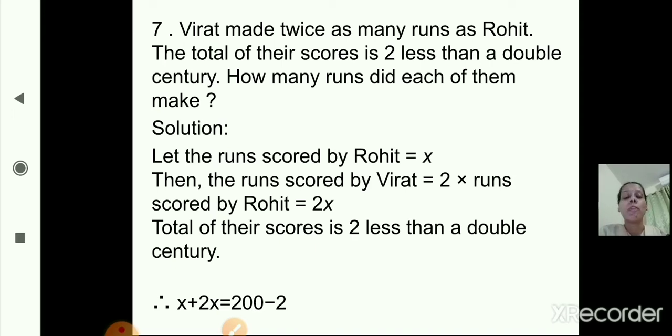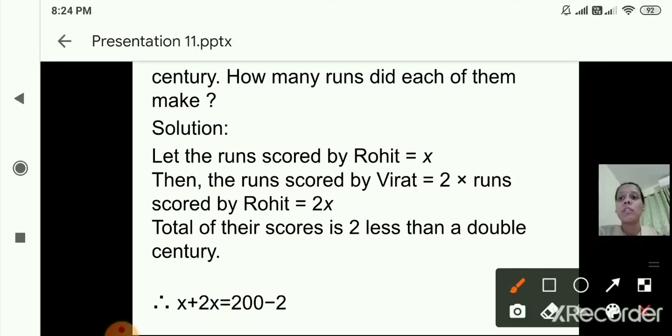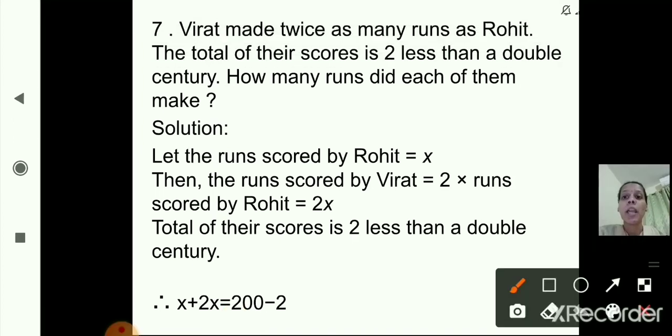Now, once again we will read out the question properly. Virat made twice as many runs as Rohit. The total of their scores is 2 less than a double century. How many runs did each of them make? So, first in the solution, let the runs scored by Rohit be x. We will consider the runs scored by Rohit to be x.